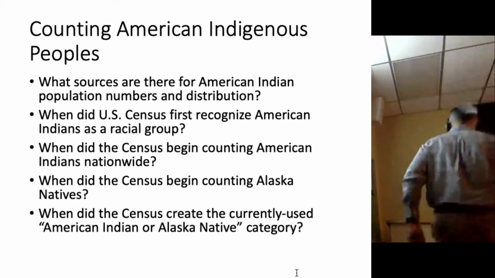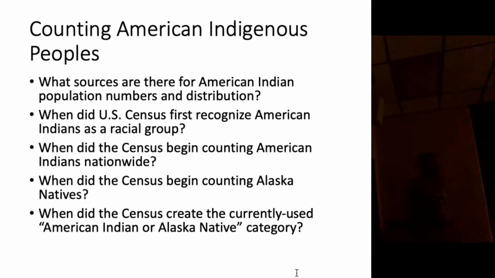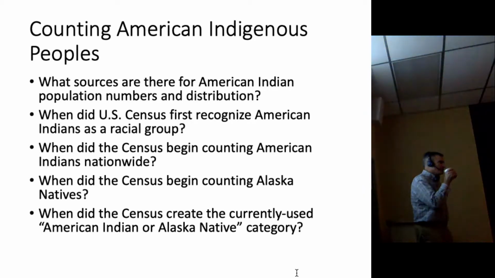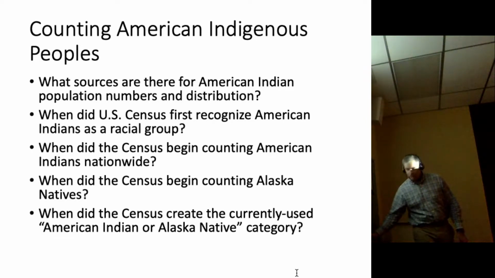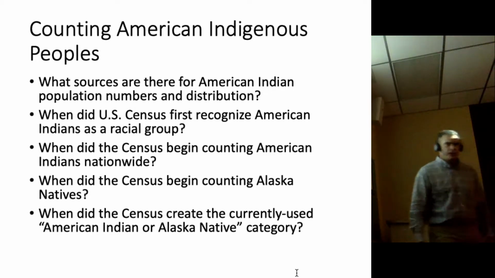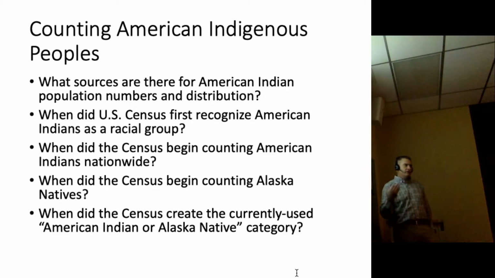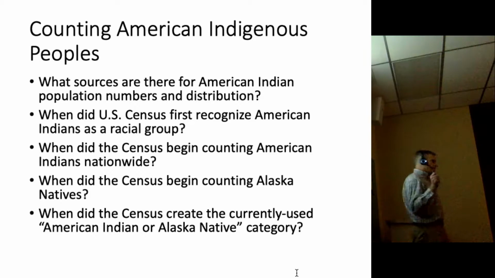From the first census. Well, when was the first census? 1790. The census is established by the Constitution. We've got to have the census so that we can have apportionment and reapportionment. So the census process is every 10 years. It starts in 1790.